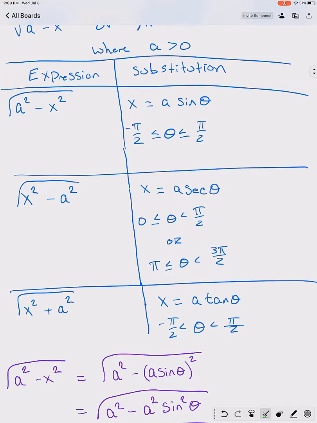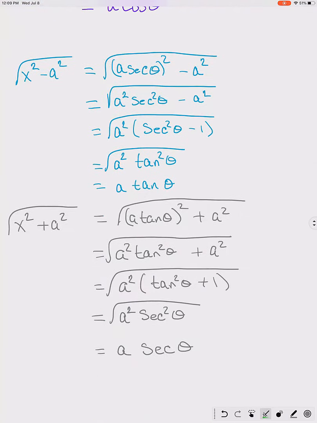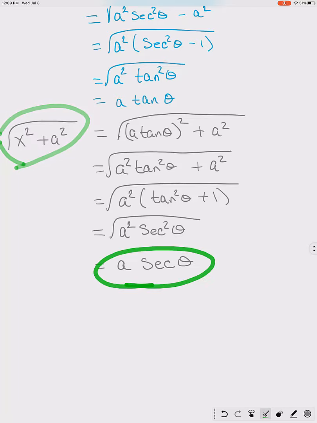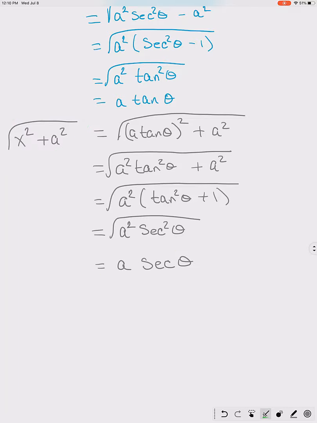This section deals with these types of integrals, and these three different expressions with this clever substitution can be simplified so that we transform a function of x into a function of theta, and it is easier to deal with that simpler integral.